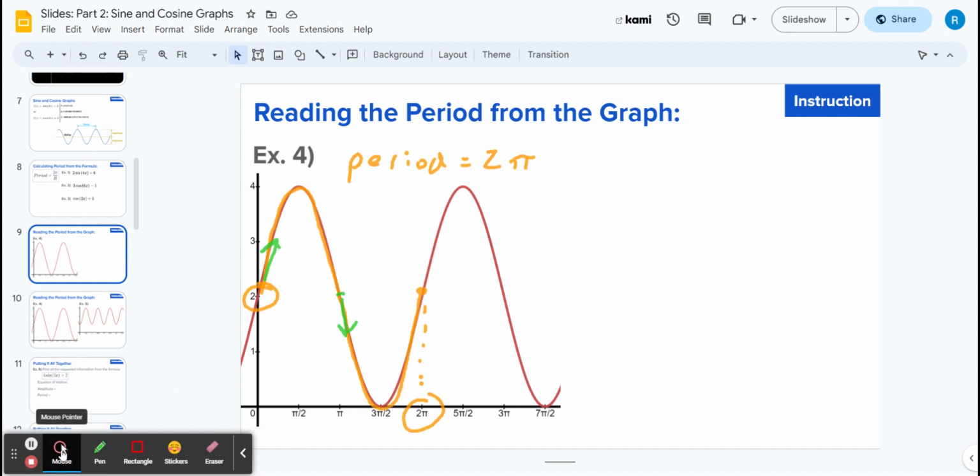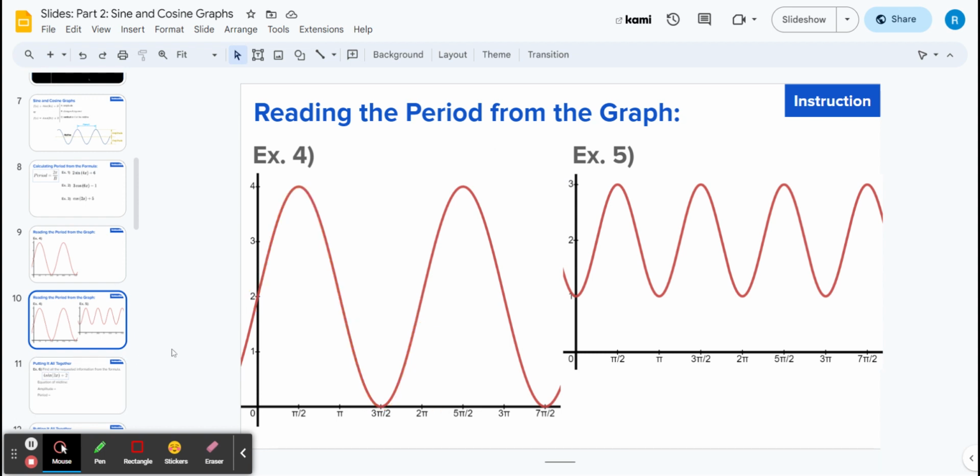So let's try this with example 5. And this one is going to have a different period. It's a lot more waves happening in our entire frequency here.